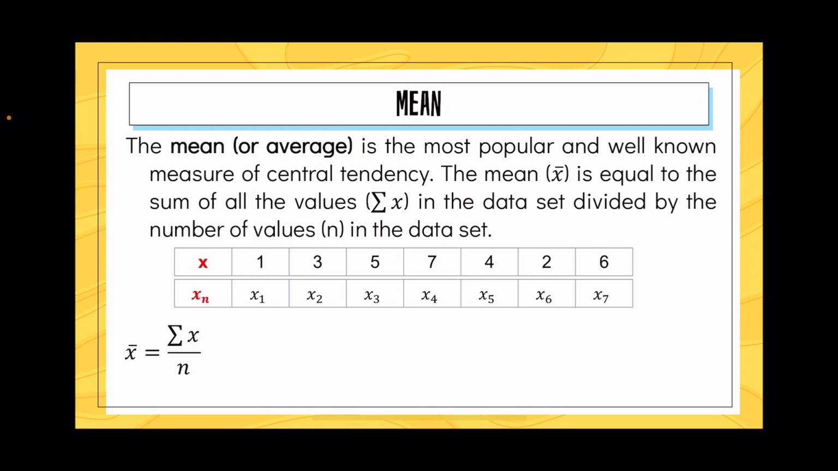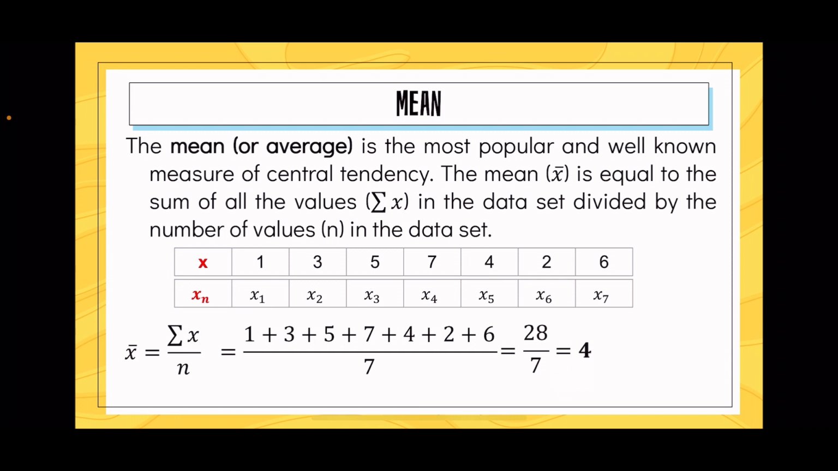So using the formula of the mean, we have x bar is equal to the summation of x divided by n. What is the first thing you have to do? That is right. You have to add all the values of x. After that, what are you going to do? Divide it by the number of scores. So we have 1 plus 3 plus 5 plus 7 plus 4 plus 2 plus 6 divided by the total number of scores, which is 7. And the summation of x is equal to 28 divided by 7. And 28 divided by 7 is equal to, that is right, 4. Then 4 is our mean.